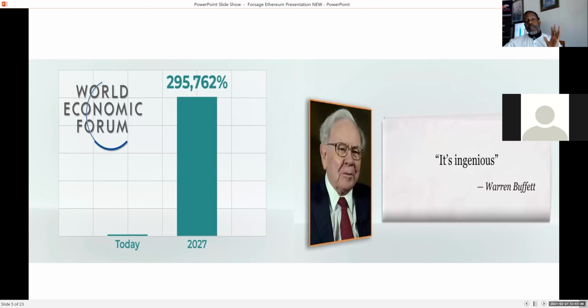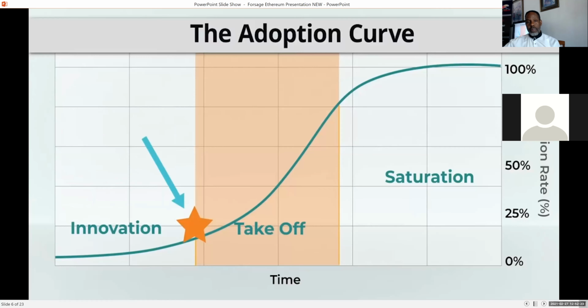Now, let's just look at what the experts are saying about cryptocurrency. According to the World Economic Forum, it is said that cryptocurrencies will gain in value more than 300,000% by the year 2027. This guy you see on the screen is Warren Buffett. And Warren Buffett, for example, initially objected to cryptocurrency. But right now, he has said that it is ingenious.